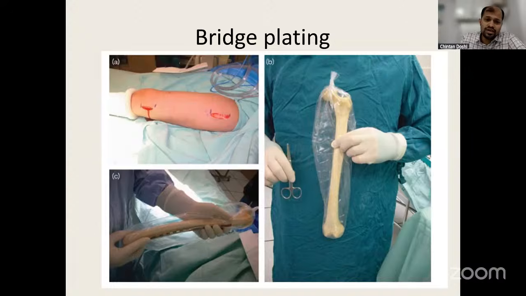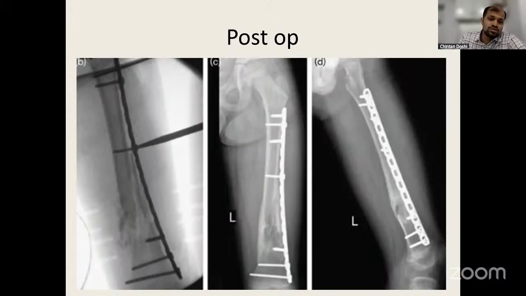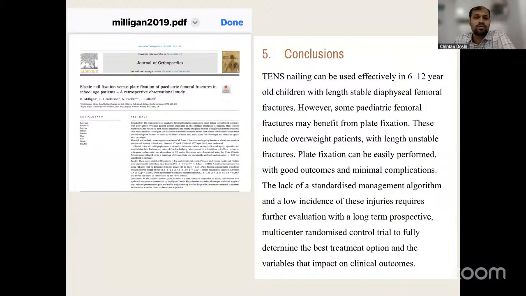You can just slide the plate along the femur, bridge the fracture site, use it to stabilize the fracture, and then remove it at about one year's time. So I went into the literature to see. These are the options available: TENS with end caps, TENS with hybrid fixation, or a submuscular plate to maintain the length of these length unstable fractures.